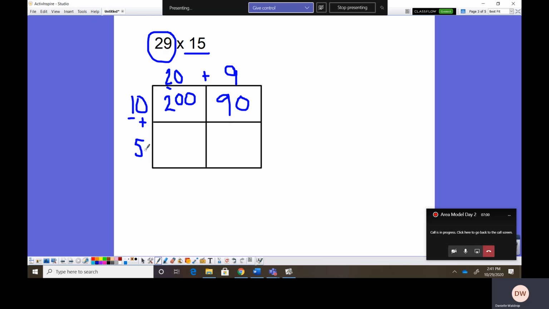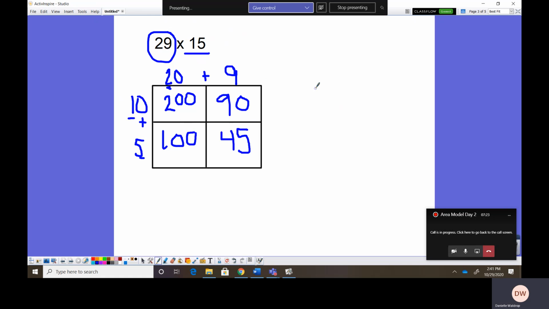What is 20 times 5? Good. If you said 100, good. 2 times that 5 is 10, plus that 0 makes that 100. 2 times 5 was 10, and then we added our extra 0, so it's 100. And what's 9 times 5? Good, 45.